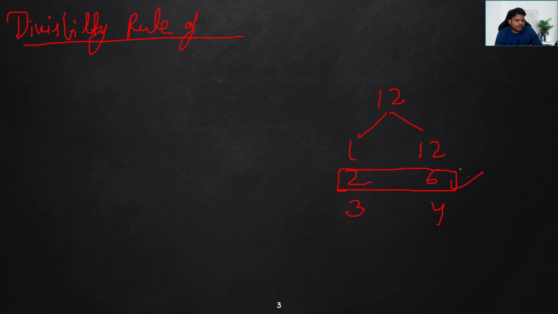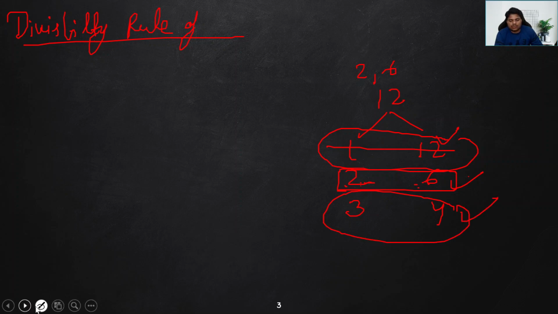See, these are not co-prime factors. And this one is already eliminated, and this factor is not co-prime, so we'll not take 2 and 6, we'll take 3 and 4 because these are co-prime numbers. So now you know the rule for 3, you know the rule for 4. Check the given number, suppose the given number is 2346.